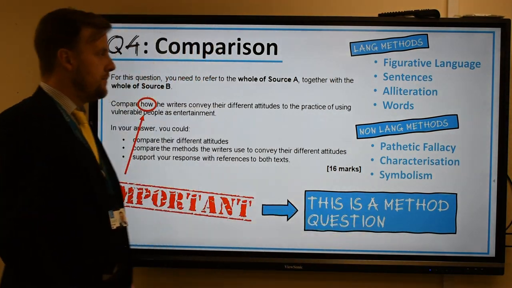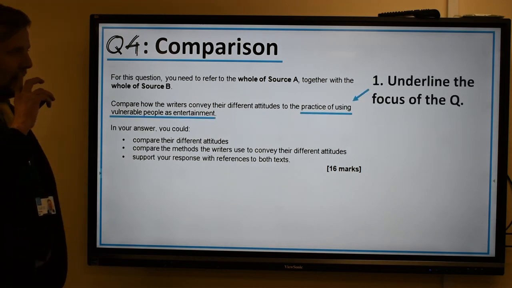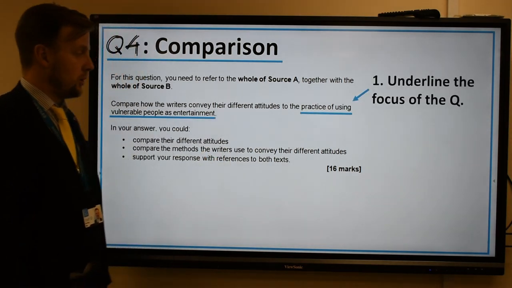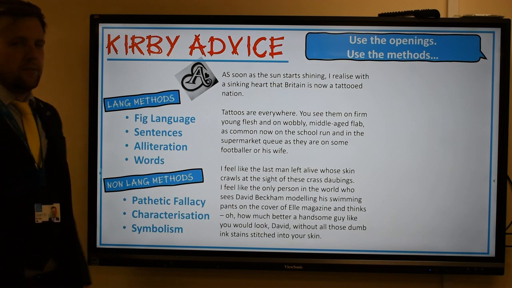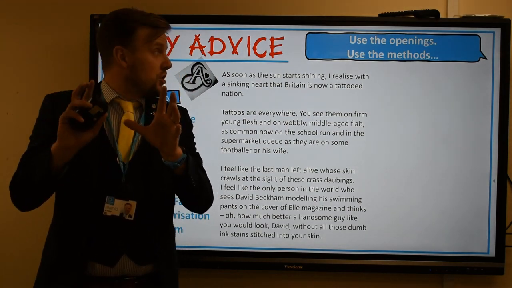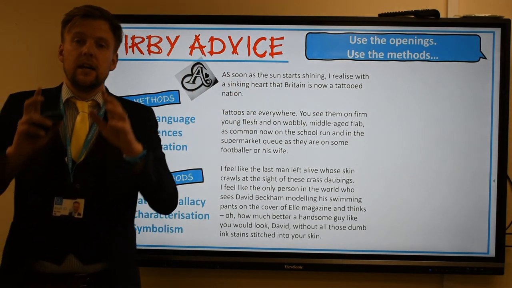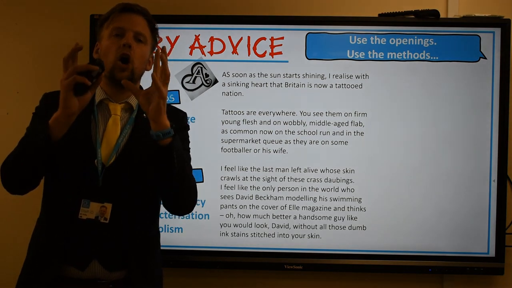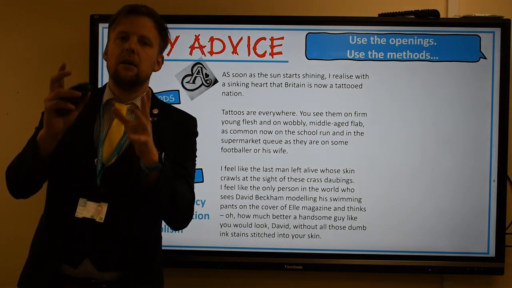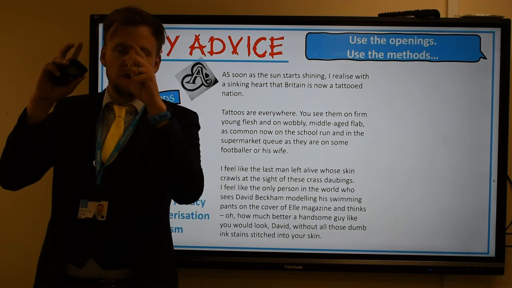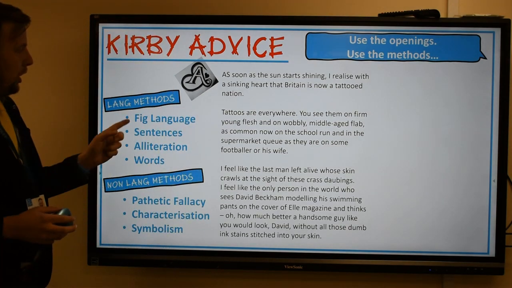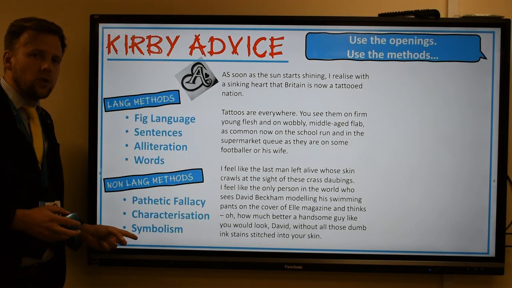Find them, okay? Now, the way I would suggest you do that is, first of all, underline the focus of the question. And then number 2, my strategy, my advice is you look specifically at the openings of both texts. Make it easy for yourself by just focusing on a smaller section. Have a look. These things will be in it.